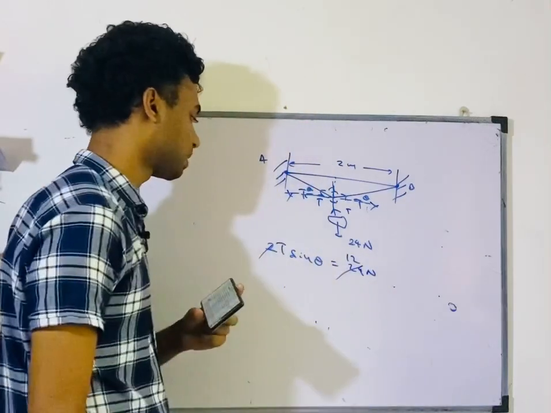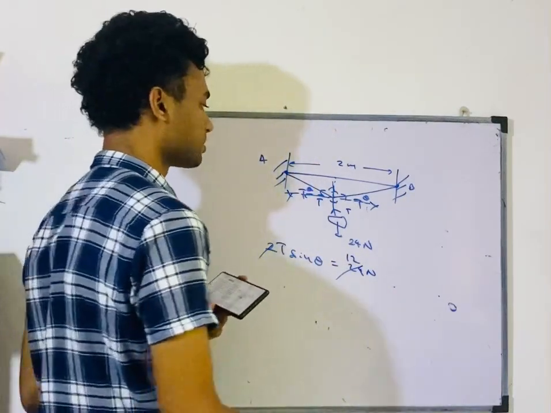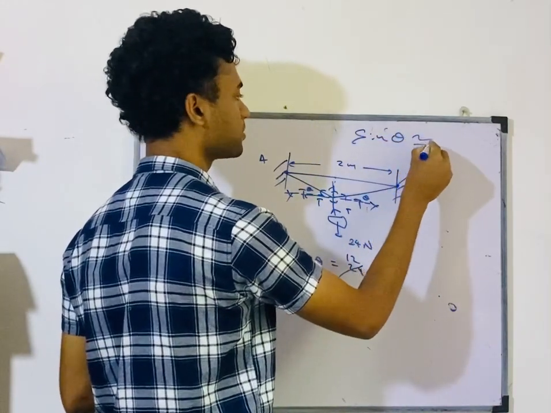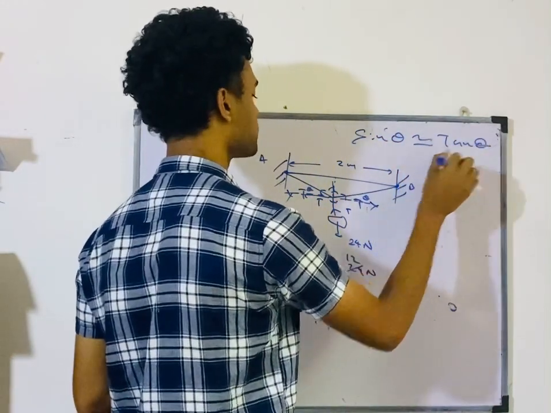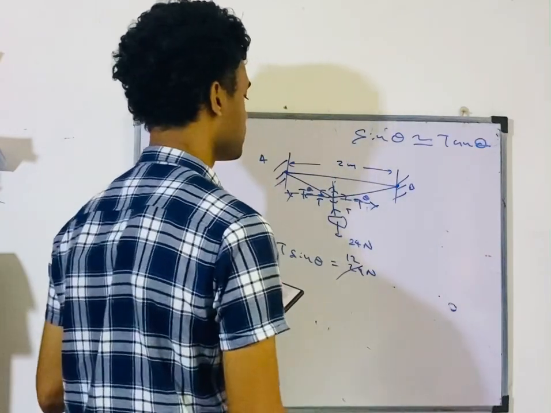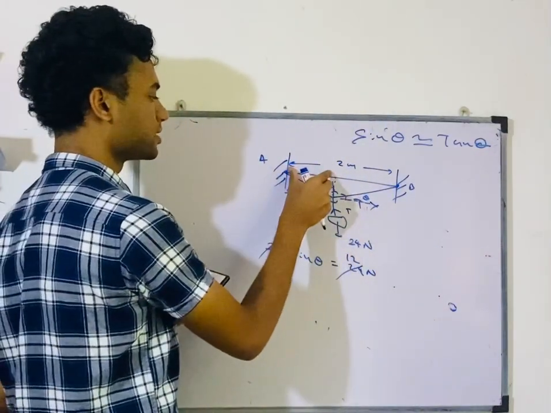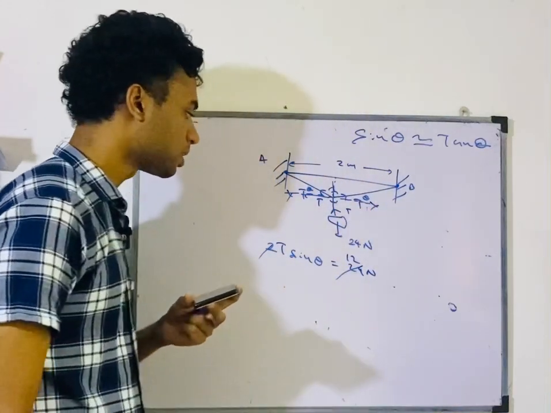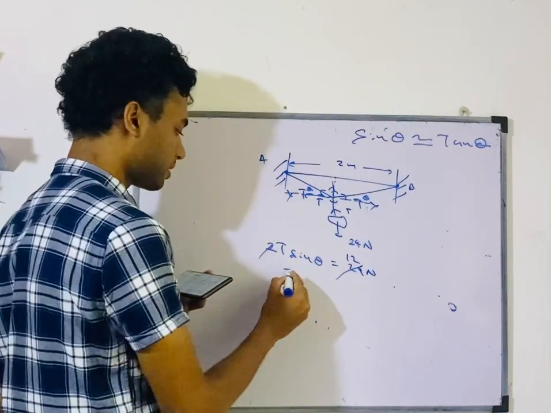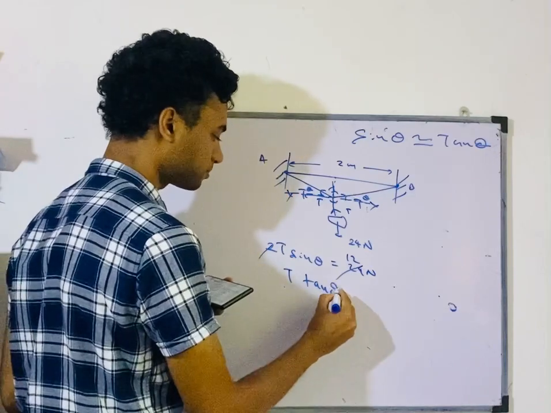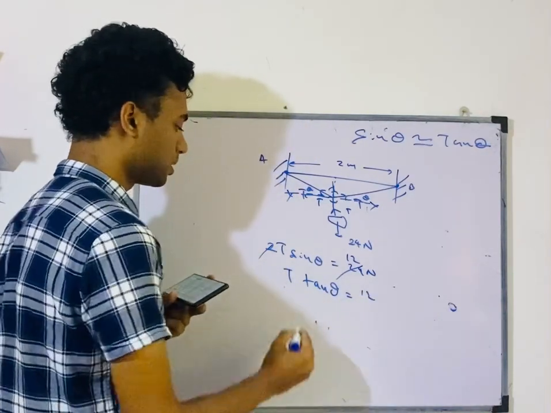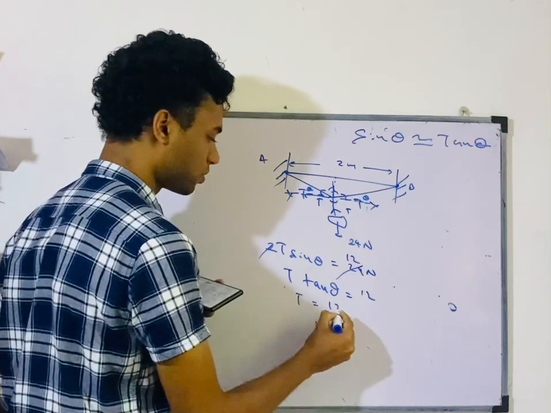Now listen, here sine theta can be made approximately equal to tan theta, because this angle is very small. Just think, we have 1 meter here, and this height is like 2 centimeters. Then I can say T tan theta is equal to 12. Then T is equal to 12 over tan theta.